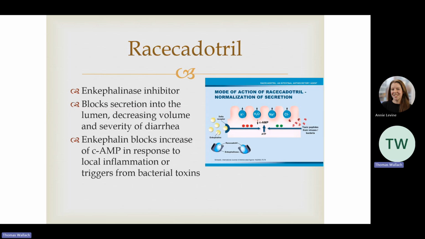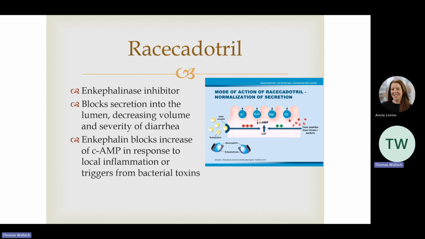This is sort of similar in some ways. Enkephalin basically is a partial opioid signal that is not really motility related, but has a lot to do with secretion. And so if you have enkephalin, it blocks cyclic AMP increases. The vast majority of viruses and bacteria that cause diarrhea work with a variation of cholera toxin, which is increasing cyclic AMP. So if you are going to block that effect, you are blocking chloride secretion. You're then blocking the fluid following it out, which means you end up with less diarrhea.